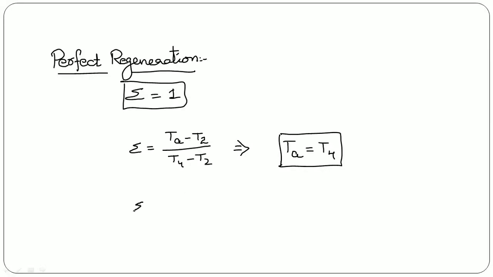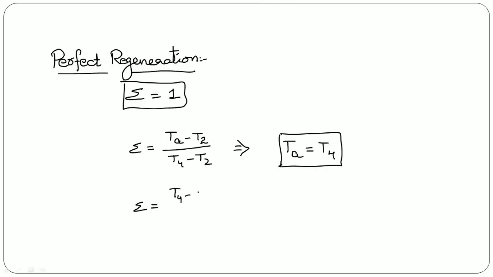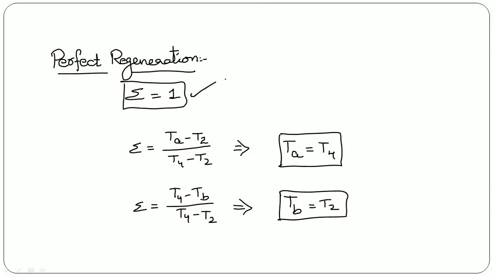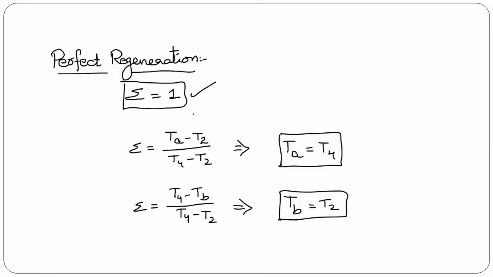Or if effectiveness is written like this, T4 minus Tb by T4 minus T2, then Tb will be equal to T2. So this happens when we have taken perfect regeneration condition. Perfect regeneration means effectiveness is equal to 1. But in the normal cases, effectiveness will be always less than 1. Only for perfect regeneration, try to remember that effectiveness will be equal to 1.